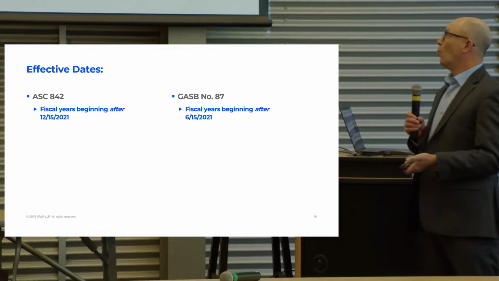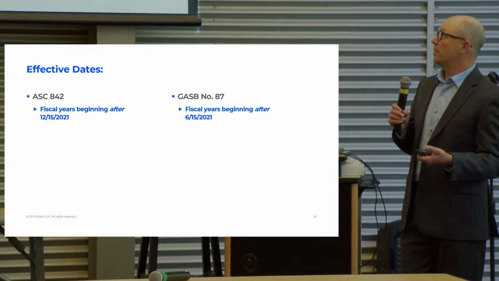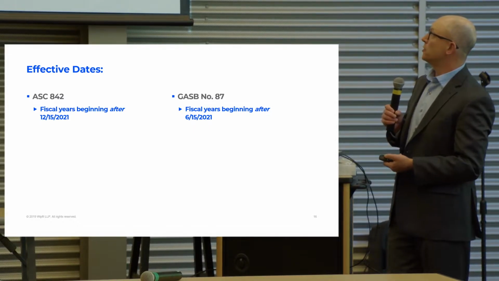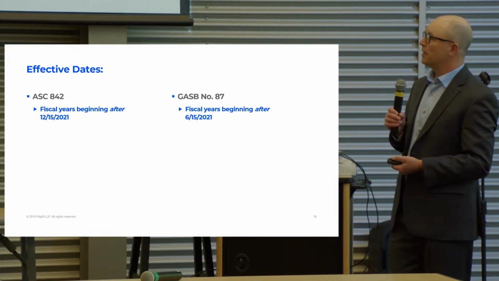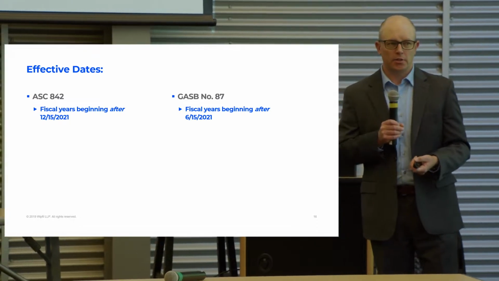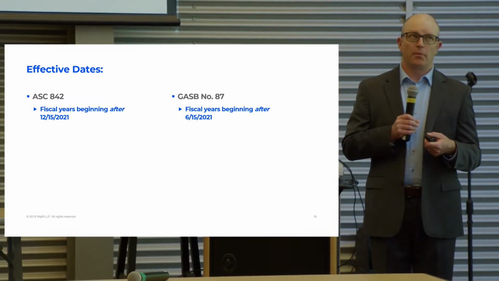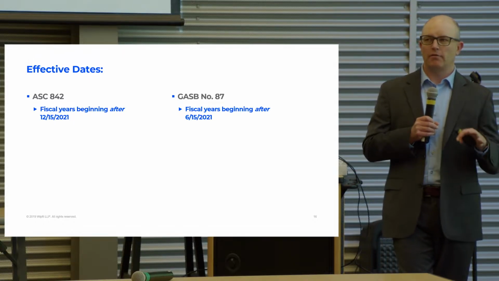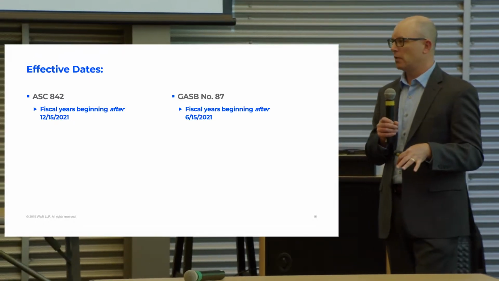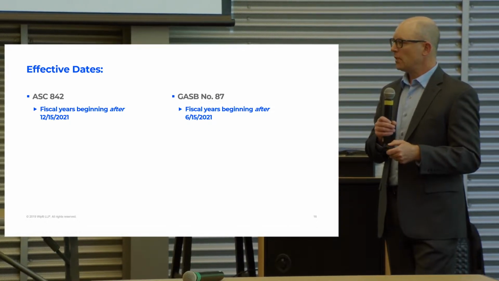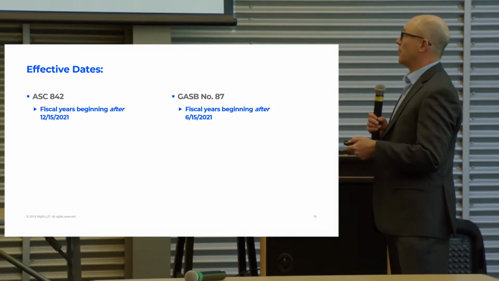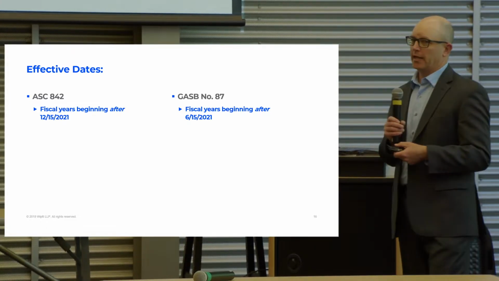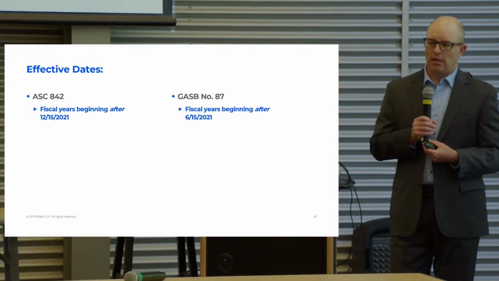One of the biggest differences is the effective date. If you're a unit of government with a June 30th, 2022 year end, you're already in GASB 87 territory. So your June 30th, 2022 audited financial statements will have to have the tenets of GASB 87 built into them. That's important to note. For FASB, you have another 6 months. It's fiscal years beginning after 12/15/2021.